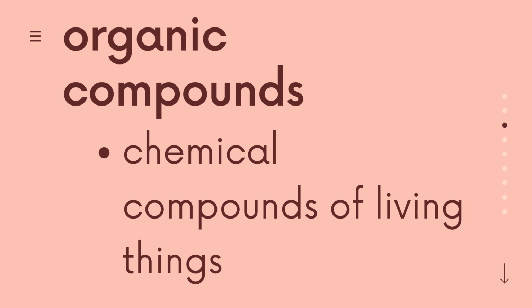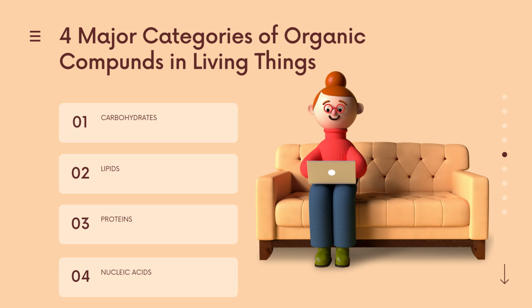The chemical compounds of living things are known as organic compounds because of their association with living organisms, and because they are carbon-containing compounds. In other words, organic compounds are compounds associated with life processes. The branch of chemistry that deals with the study of organic compounds is known as organic chemistry. Now, among the numerous types of organic compounds, there are four major categories found in all living organisms. They are carbohydrates, lipids, proteins, and nucleic acids.